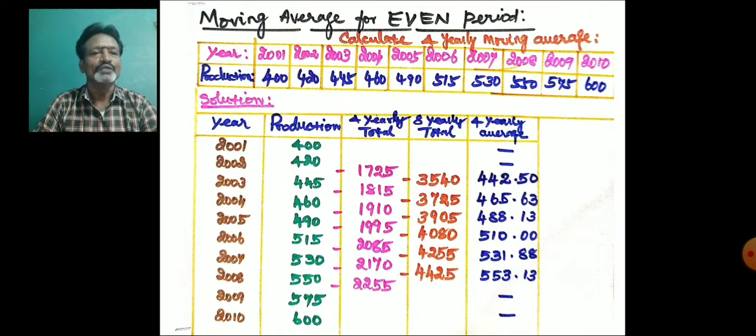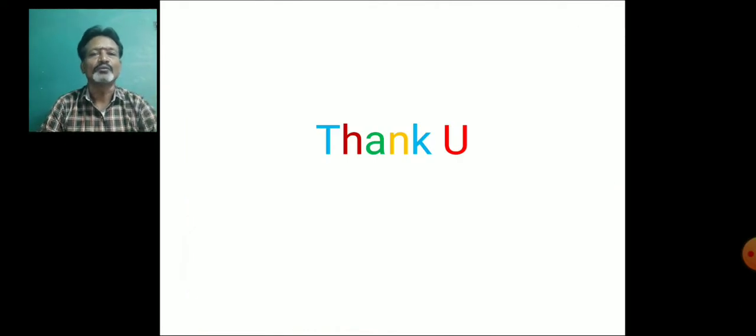So now the 4 yearly moving average values are: for the first 2 years no value, for 2003 it is 442.5, for 2004 it is 465.63, for 2005 it is 488.13, for 2006 it is 510, for 2007 it is 531.88, and for 2008 it is 553.13. For 2009 and 10 no value. So this is the way we have to calculate the 4 yearly moving average.